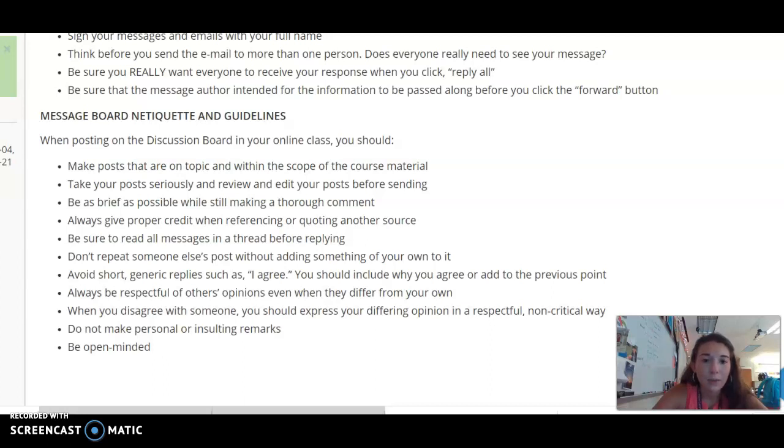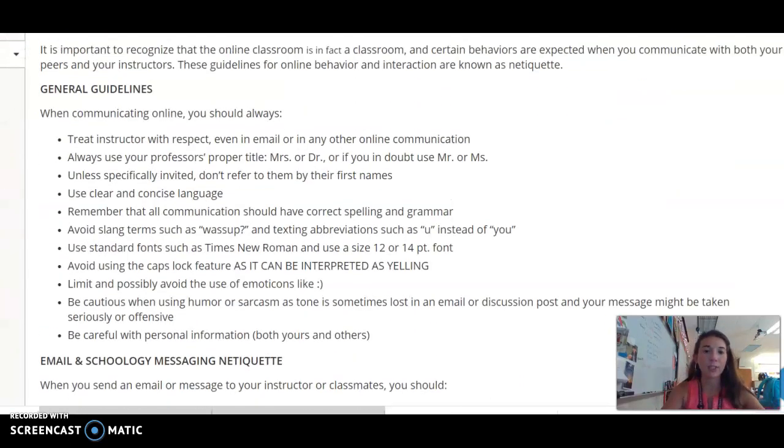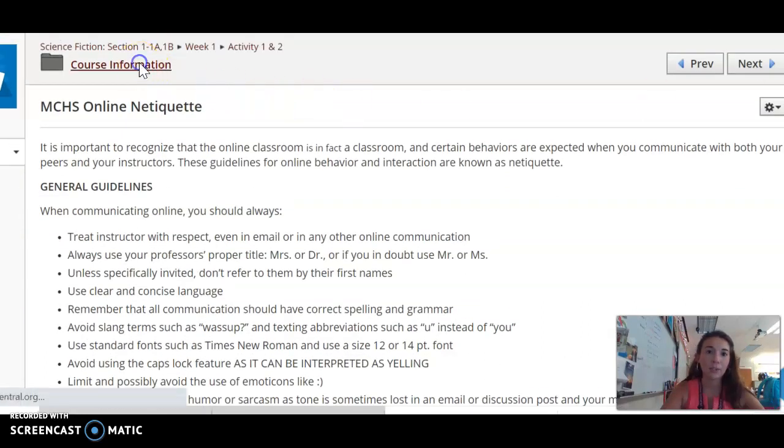Always be respectful of others' opinions, even when they differ from your own. When you disagree with someone, you should express your differing opinion in a non-critical way. Do not make personal or insulting remarks. Be open-minded. Alrighty, so that is all the information posted in the Netiquette guide in the course information folder.